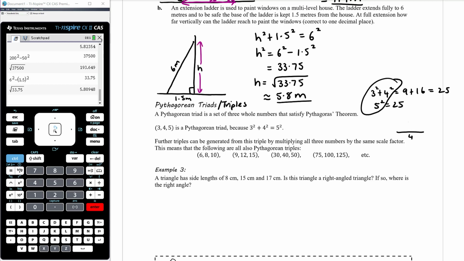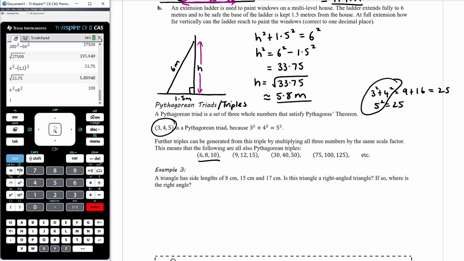Okay. So once we know one triple, for example 3, 4, 5, we can generate other triples by scaling it up. If we were to double all those numbers to get 6, 8, 10, that would also be a triple. 6 squared plus 8 squared will equal 10 squared. Again we can check that. 6 squared plus 8 squared is 100, which is 10 squared.